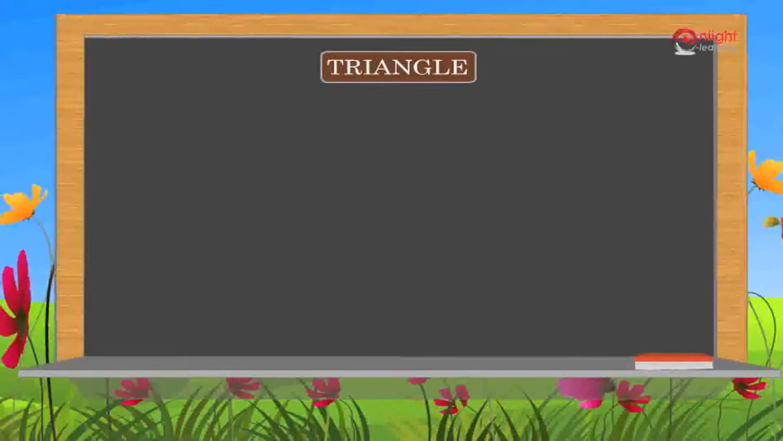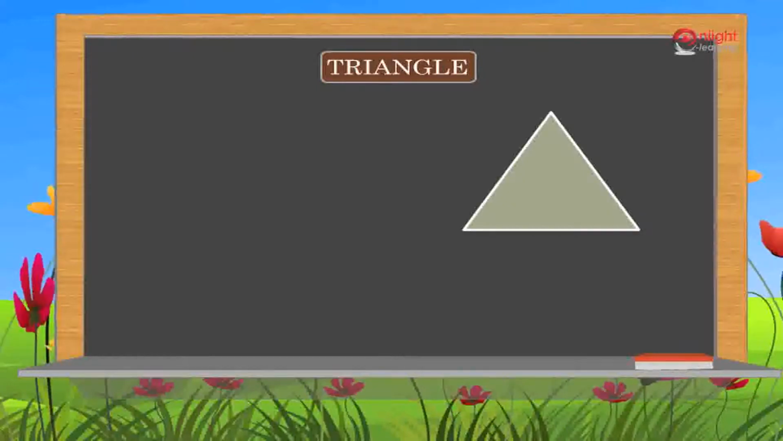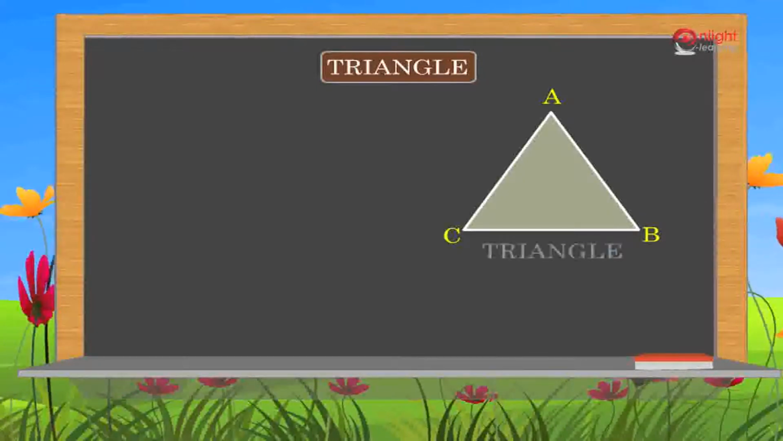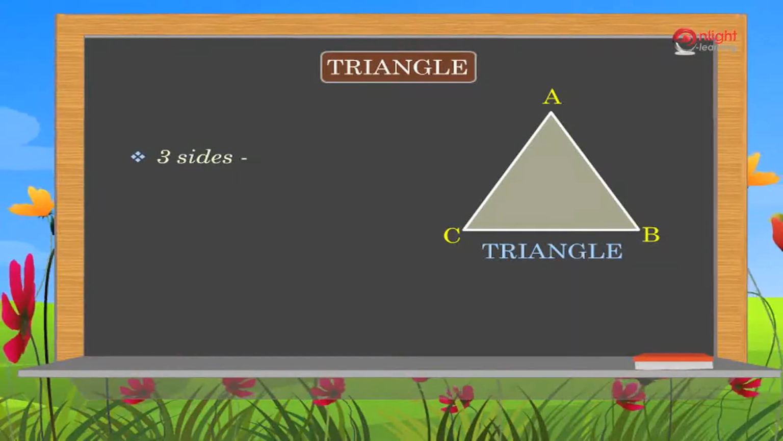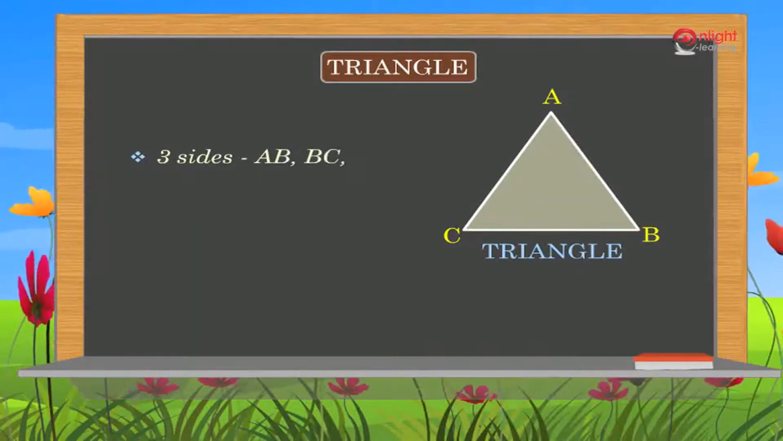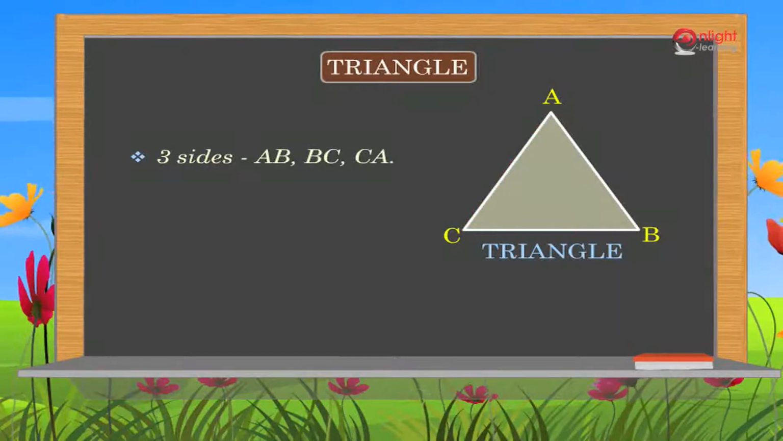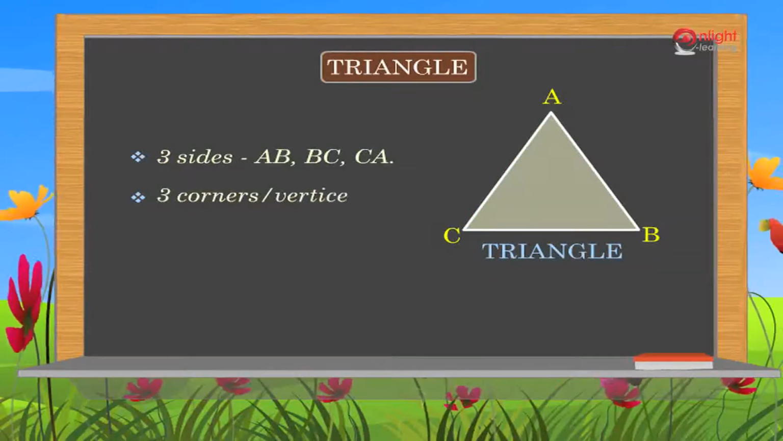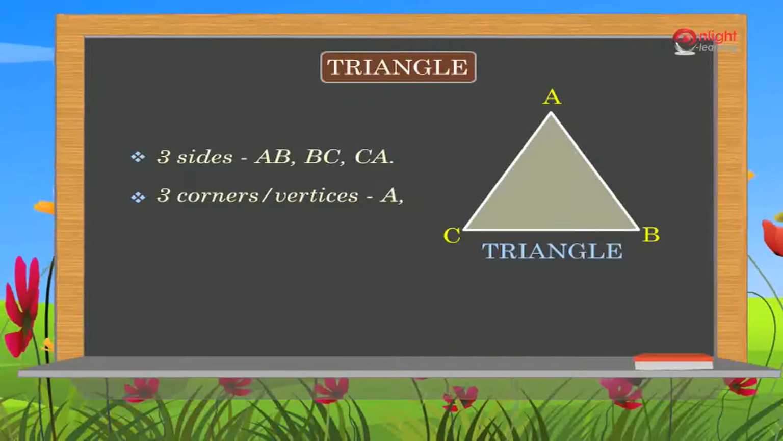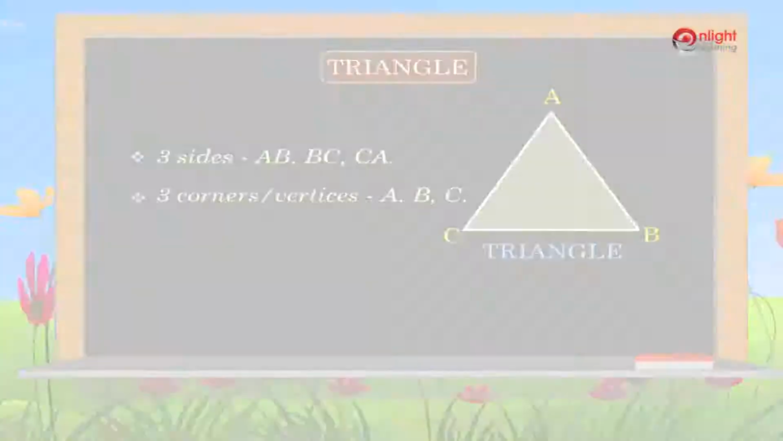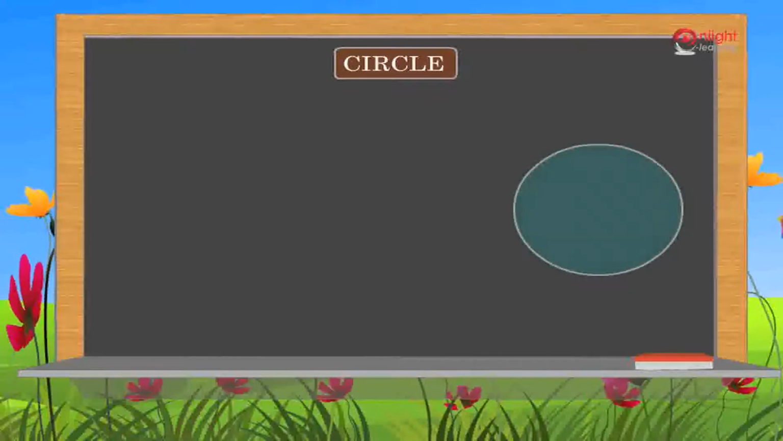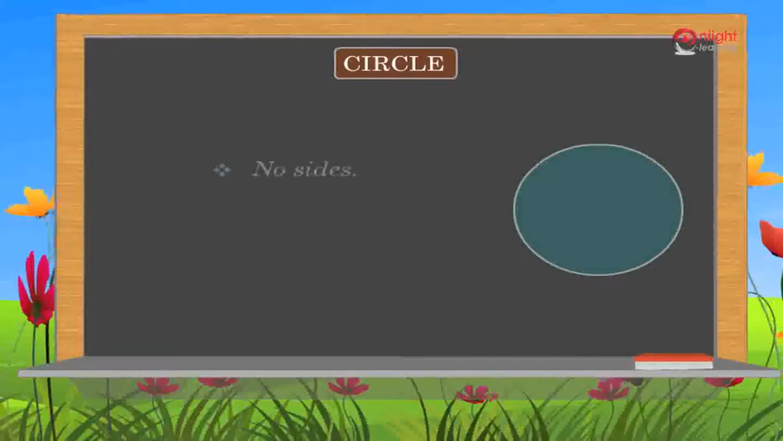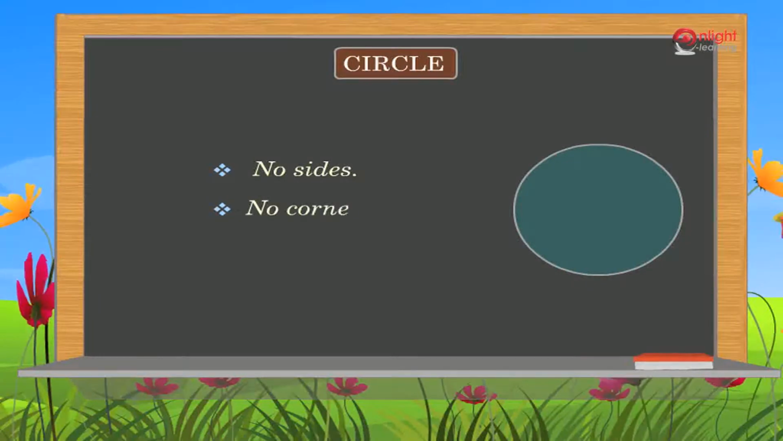Triangle. Look at this picture. ABC is a triangle. A triangle has 3 sides AB, BC, CA, and 3 corners or vertices A, B, C. Circle. Look at this picture. A circle has no sides, no corners or vertices.